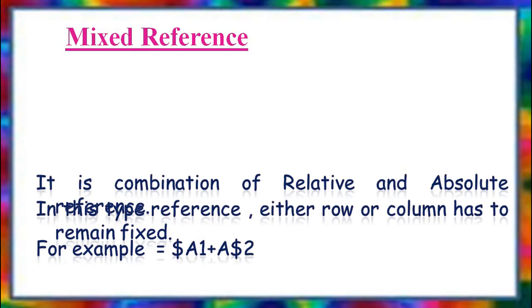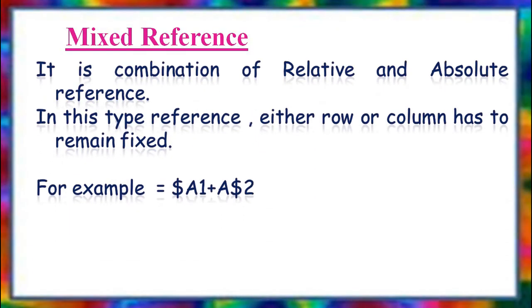Mixed reference. It is a combination of relative and absolute reference. In this type of reference, either the row or the column has to remain fixed. For example, equal to $A1 plus A$2. Children, let us see this practically.